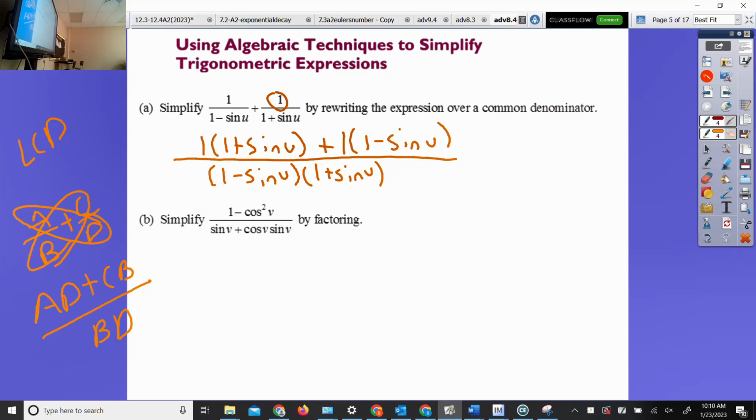Up top, what do you have? 1 minus sine plus 1 plus sine, which is? Let's see if you figure it out. I believe the top is 2. You have a positive sine and a negative sine, and you're adding in between, they're gone. All that's left is a 2. How are you going to handle the denominator? So boil it.